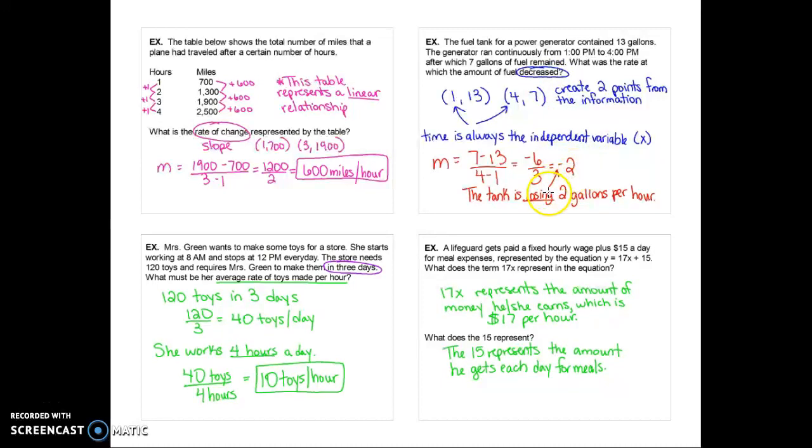It's losing 2 gallons per hour. Because remember, your Y value was the number of gallons. Your X value was representing your number of hours. So I'm losing 2 gallons of fuel per hour.